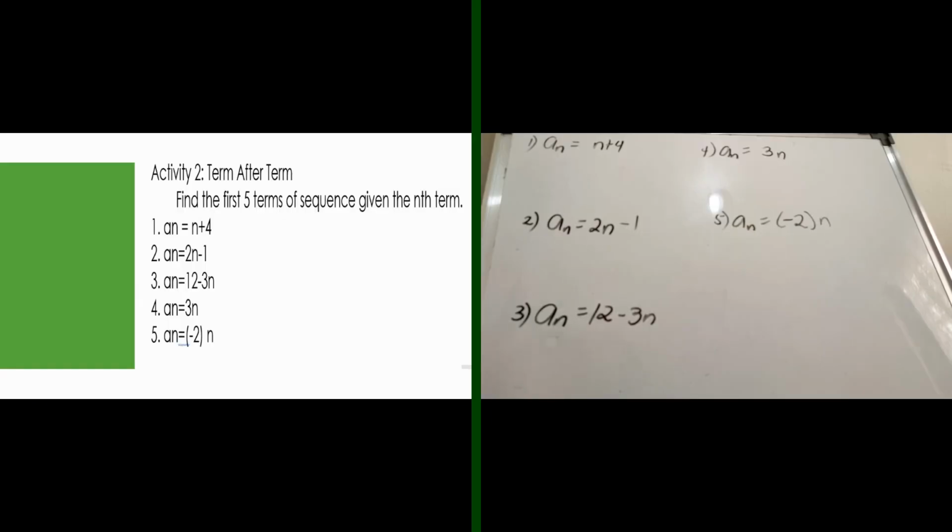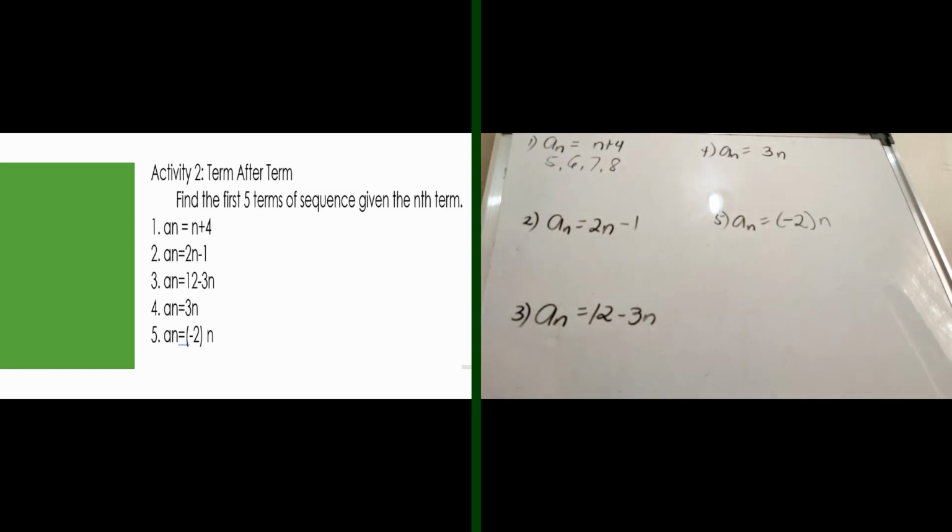Okay, so let's have the first one, a sub n equals n plus 4. Given the first term, we have 1 as the value of n. So 1 plus 4 is 5. Then the second term is 2, so 2 plus 4 is 6. If you have seen, we're just going to add 1. So 5, 6, 7, 8.